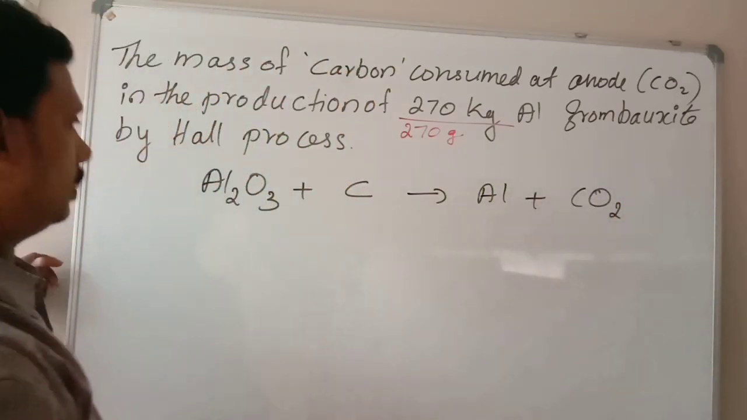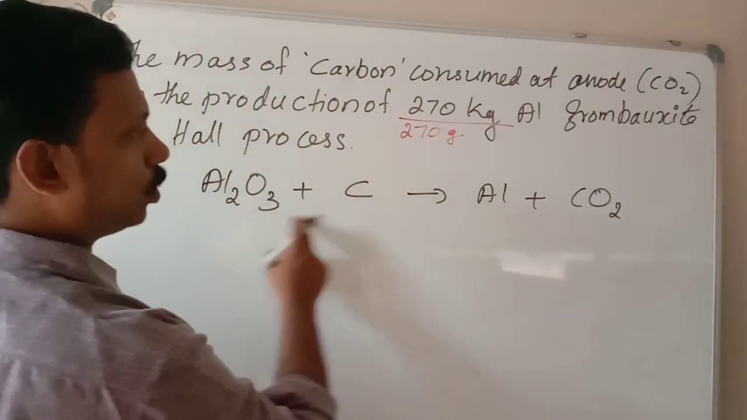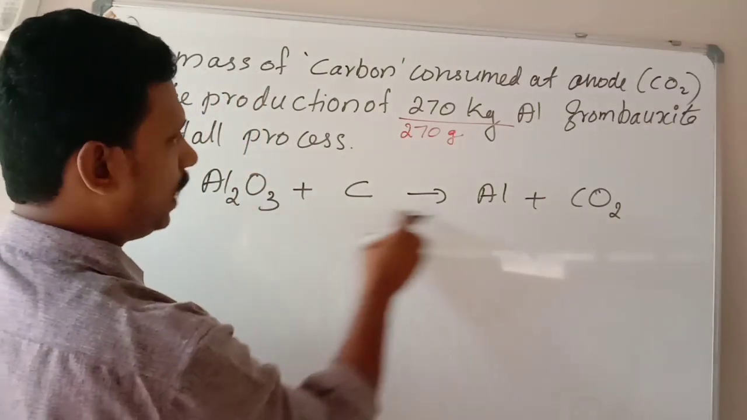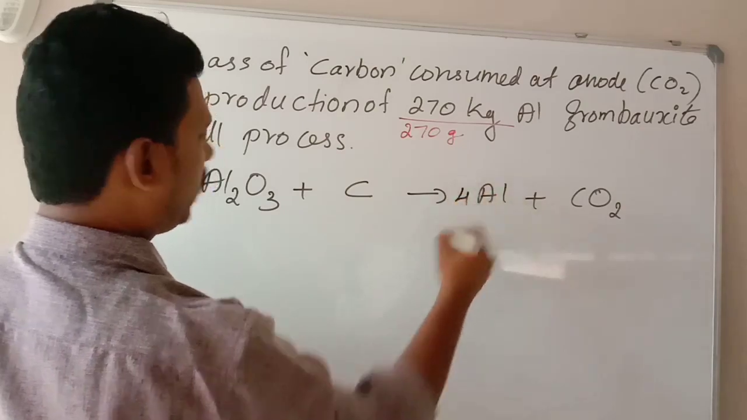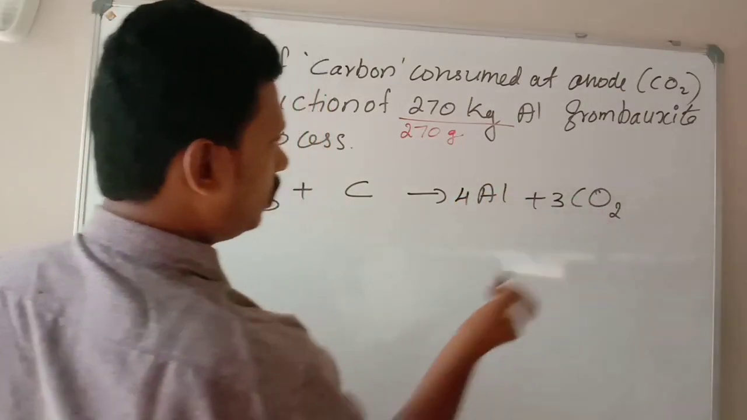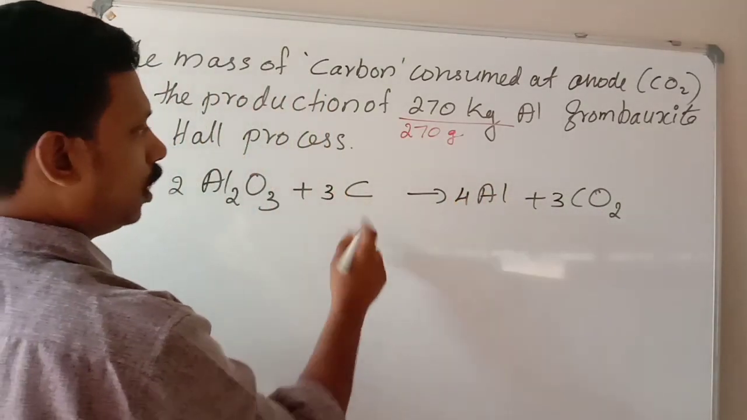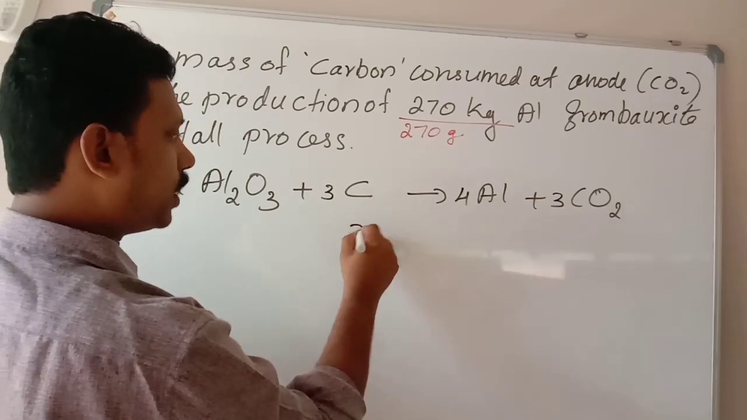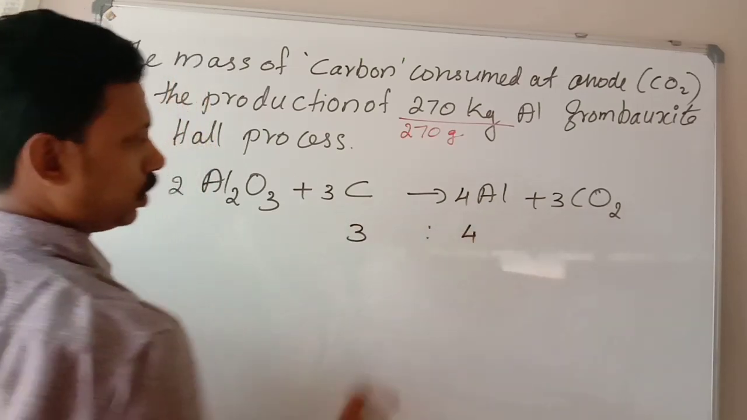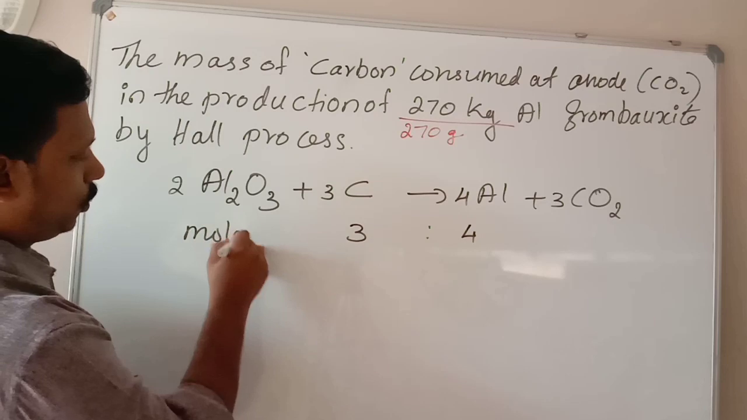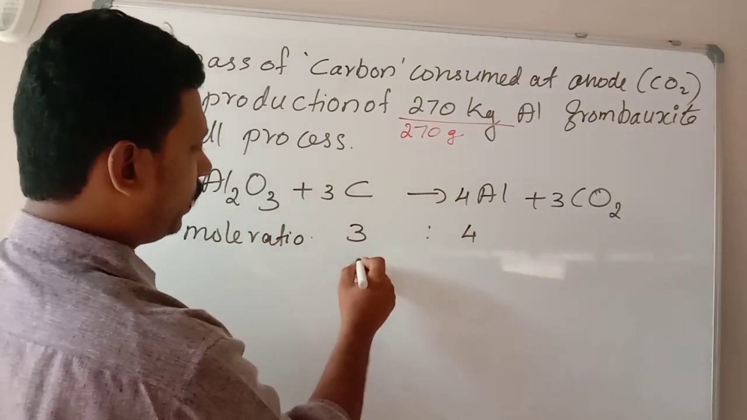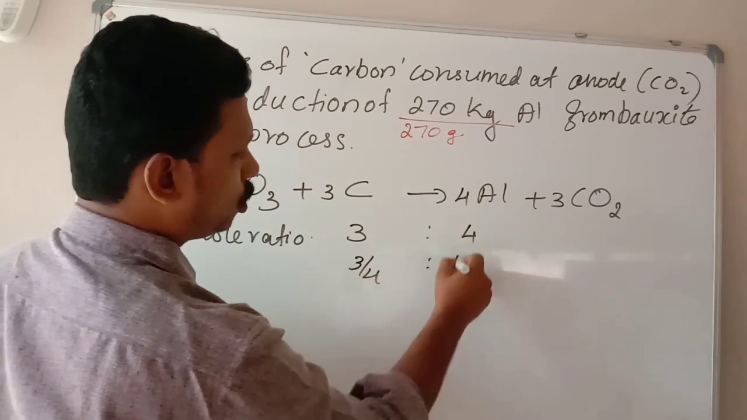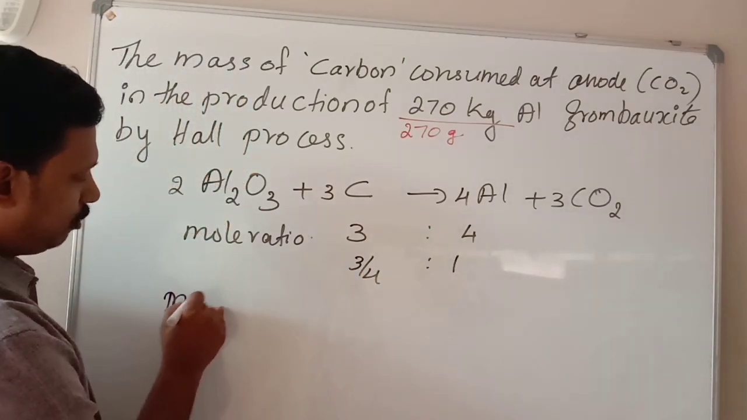So we have to balance this. 3 CO2, 2 Al2O3, 4Al. So if you write 2, it becomes 4Al and 3 CO2, and this one becomes 3. So the mole ratio of carbon to aluminum is 3:4. That is the mole ratio. So 3:4 becomes 3/4:1. Then we find the mass ratio.